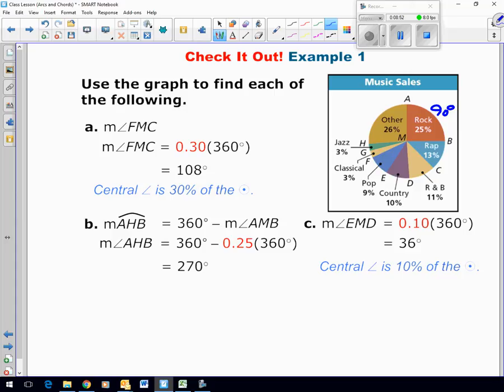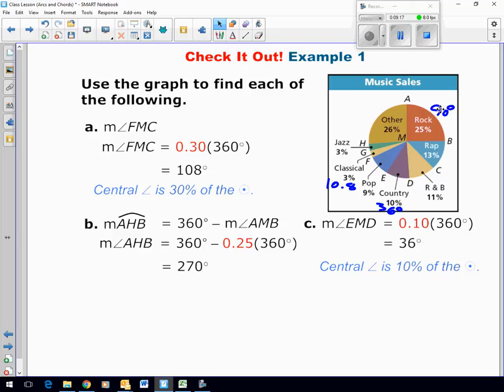10.8. Wait, 3%? 10.8. Good, that's what I said. But I didn't. Okay. What is 10% of 360? 36. All right. So we could go on and on with that.